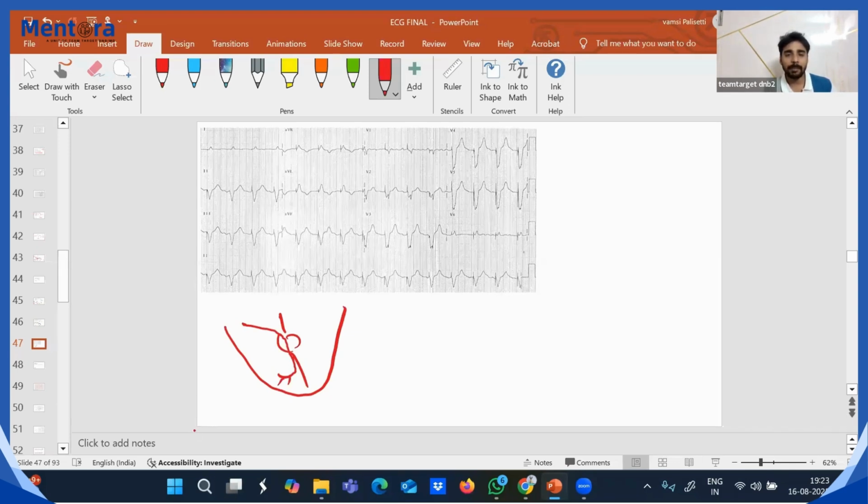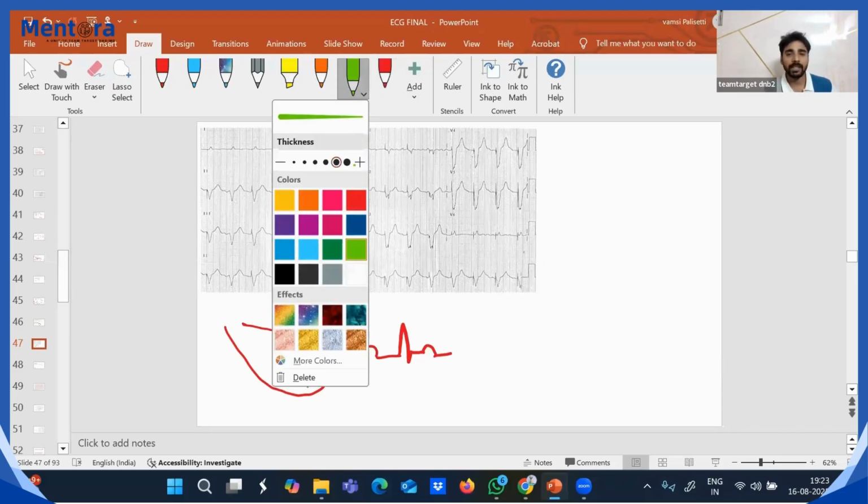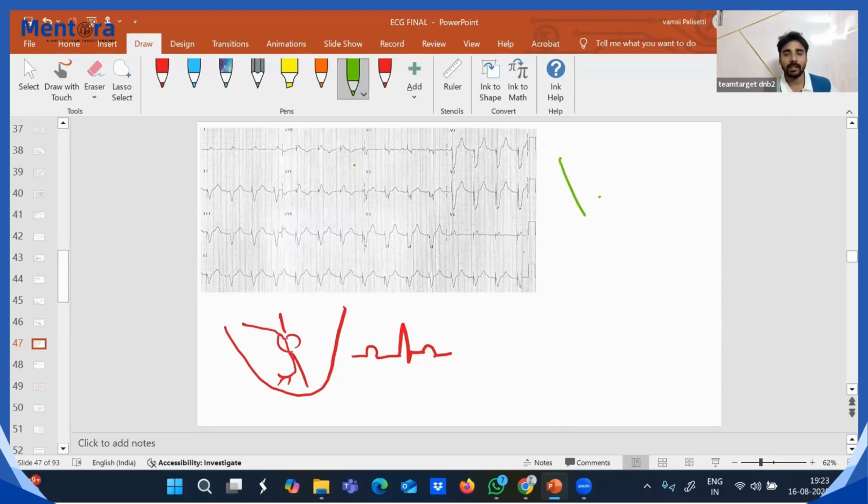So when the normal thing is happening, whenever the SA node fires, you have a P wave. As it passes through the AV node, you have the PR interval. Then as it passes through the ventricles, because it's going through the conduction system, you have a narrow QRS complex, then ventricular repolarization, the T wave. Accepted, right? But now what will happen in pacing, we'll see. For example, this is the pacing. This is your ventricle again. This is your AV node. This is the atria.